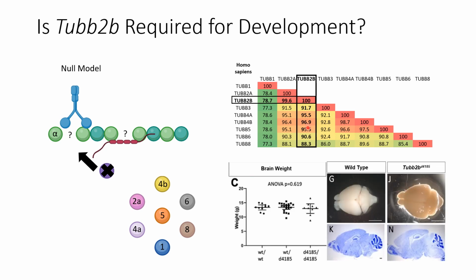Upon deleting Tubb2b, we saw no large differences in brain weight and no differences in brain architecture in both whole mount and histological slides. And so there is indeed at least one beta-tubulin, if not multiple beta-tubulins, that are compensating for the loss of Tubb2b. And so we're seeking to take advantage of this built-in redundancy and create an AAV vector that can delete mutated Tubb2b.